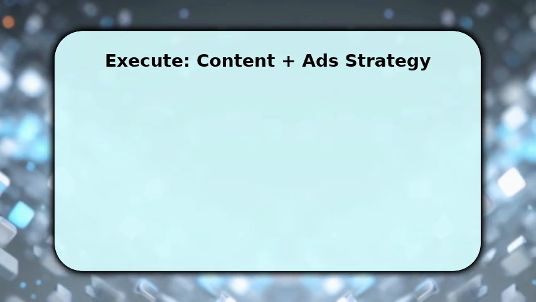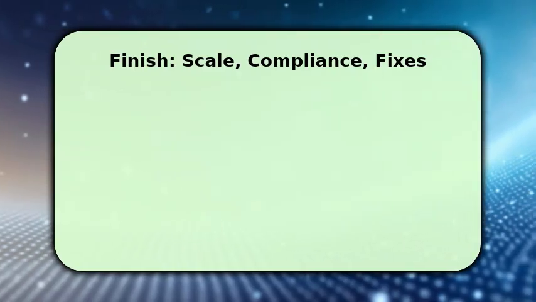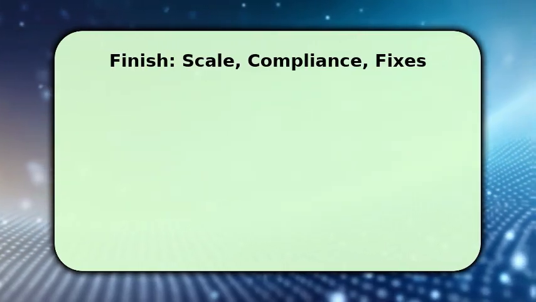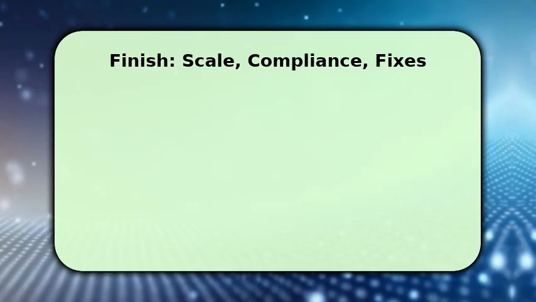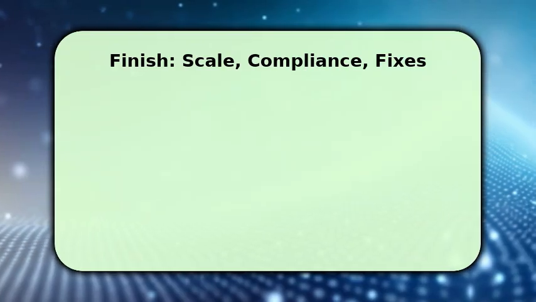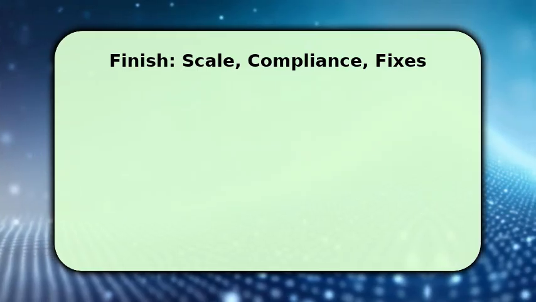You finish by scaling winners and keeping compliance front and center. Increase budgets gradually, about 20% each week, and track ROAS and CPA so performance stays profitable. Make sure to disclose affiliate relationships and avoid exaggerated claims that trigger Facebook policy enforcement. Compliant landing pages reduce risk.